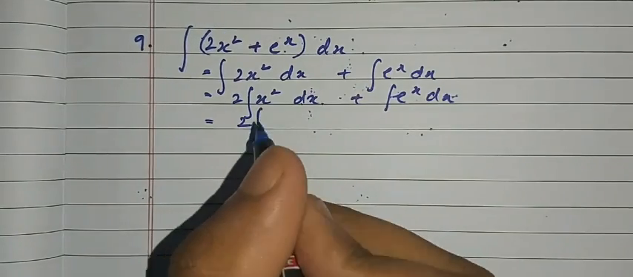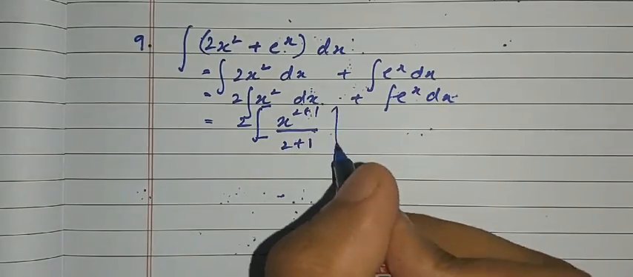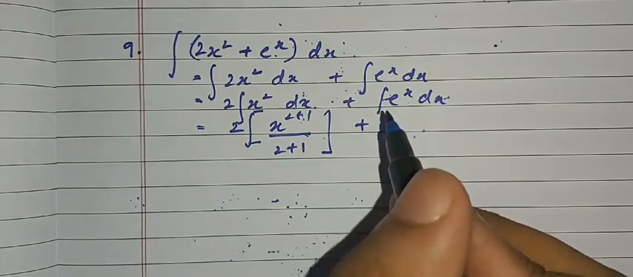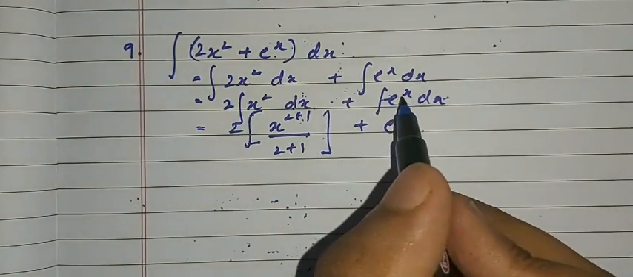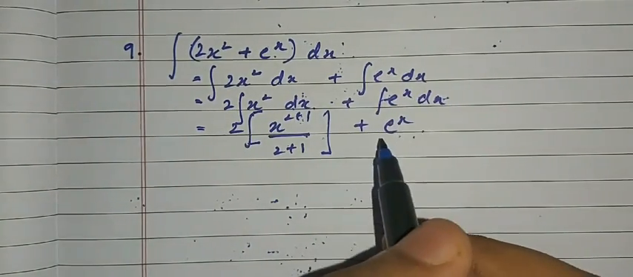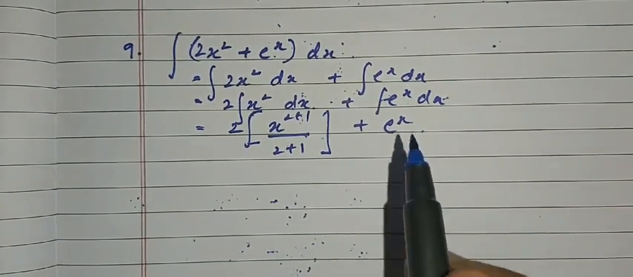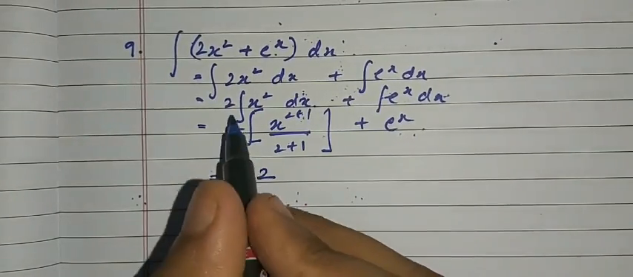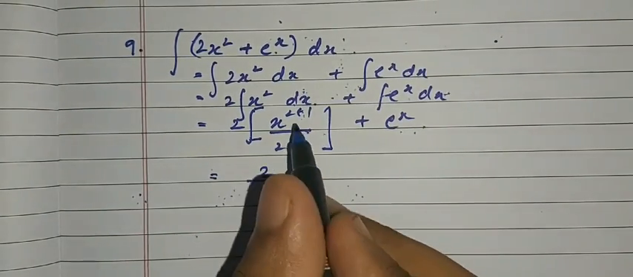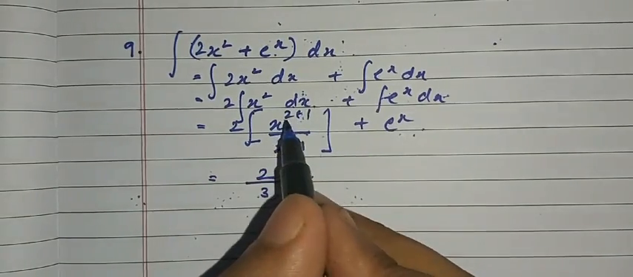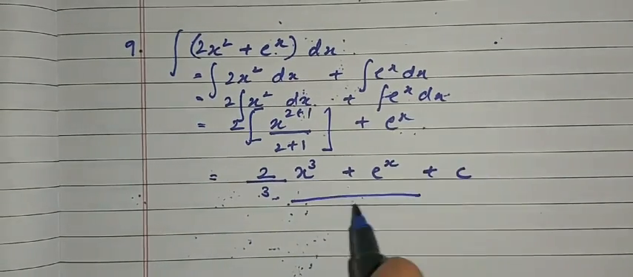Now as we have done before, x square, what will it be? x raised to 2 plus 1 by 2 plus 1, plus integral of e raised to x. The integral of e raised to x is e raised to x itself. There is no coefficient for x here, only x, so it is e raised to x itself. The coefficient is 1, so into 1, it is e raised to x itself. So we write it as 2, the constant outside, so 2 by 2 plus 1, that is 3, into x raised to 2 plus 1, that is 3, plus e raised to x plus c.